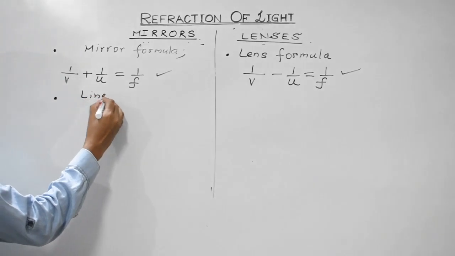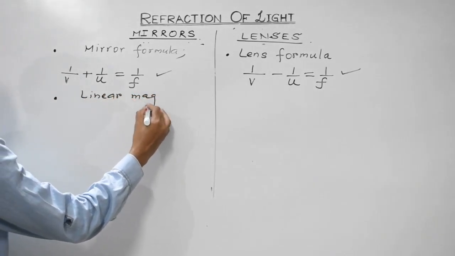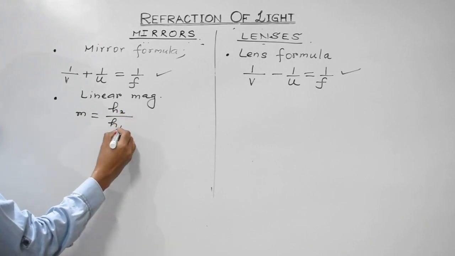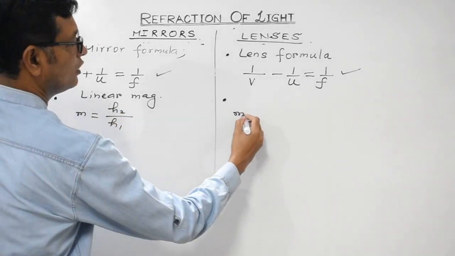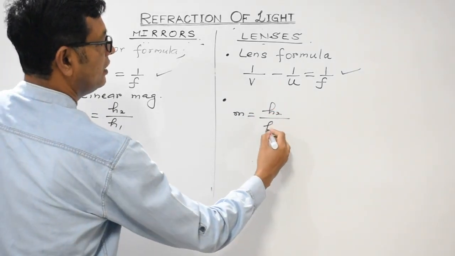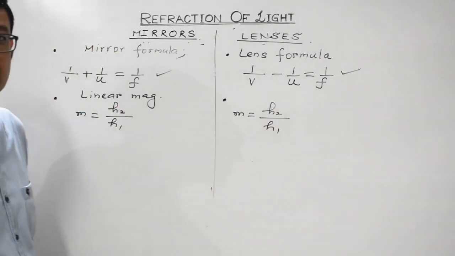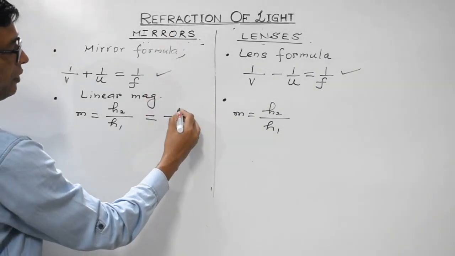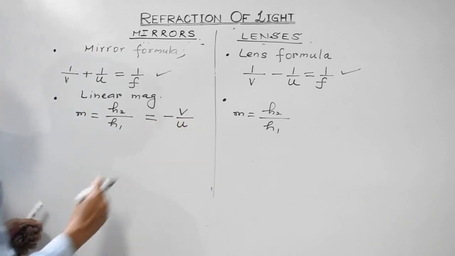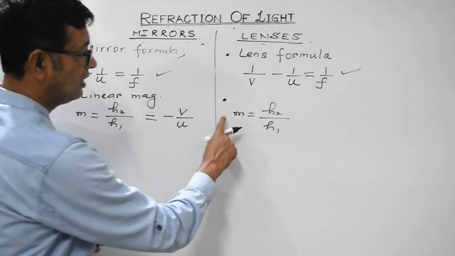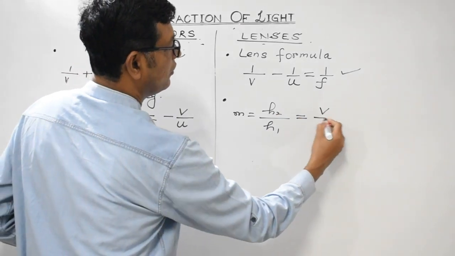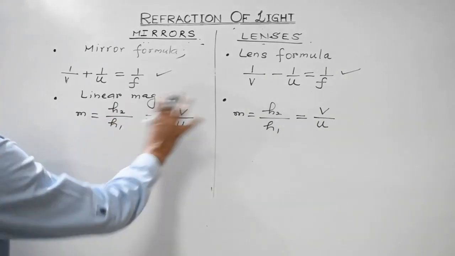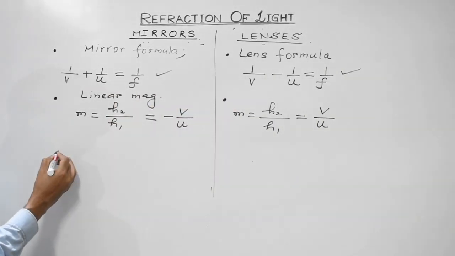Then, linear magnification. In both the cases, linear magnification is defined as the ratio of the size of the image to the size of the object. But in case of mirrors, in terms of image and object distance, it is minus V by U. While in case of lens, it is plus V by U. Right? There shouldn't be any confusion, students, right? Do study these topics very carefully.